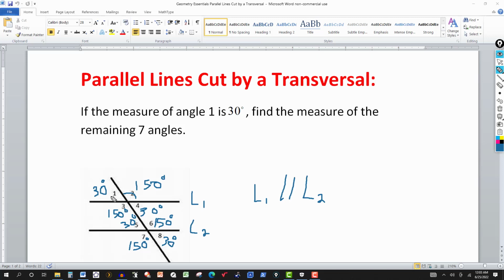But either way, angle 1 is 30 degrees. Angle 2, 150. Angle 3, 150. Angle 4, 30 degrees. Angle 5, 30 degrees. Angle 6, 150 degrees. Angle 7, 150. Angle 8, 30 degrees. Various ways, but that's basic geometry, getting the angles involved when you have two parallel lines cut by a transversal.